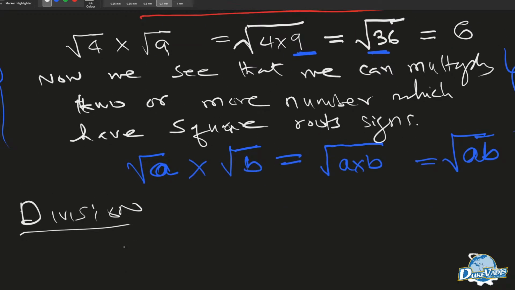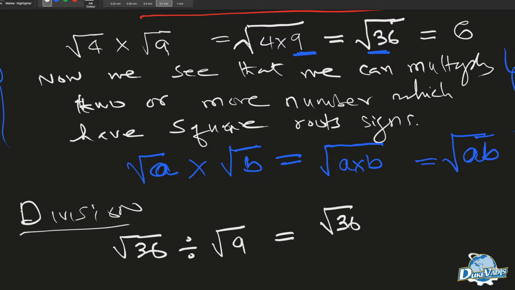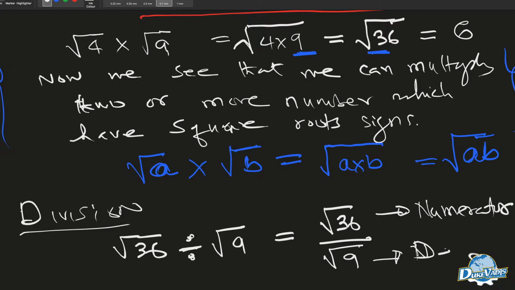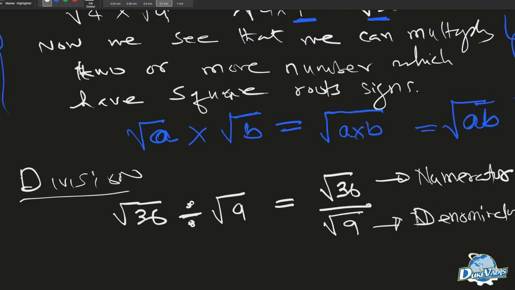If we have the square root of 36 dividing the square root of 9, we know this can be written as the square root of 36 divided by the square root of 9, because they are dividing. This sign means division. So the square root of 36 will be the numerator and the square root of 9 is the denominator. So you see, this is our numerator, and this is the denominator.